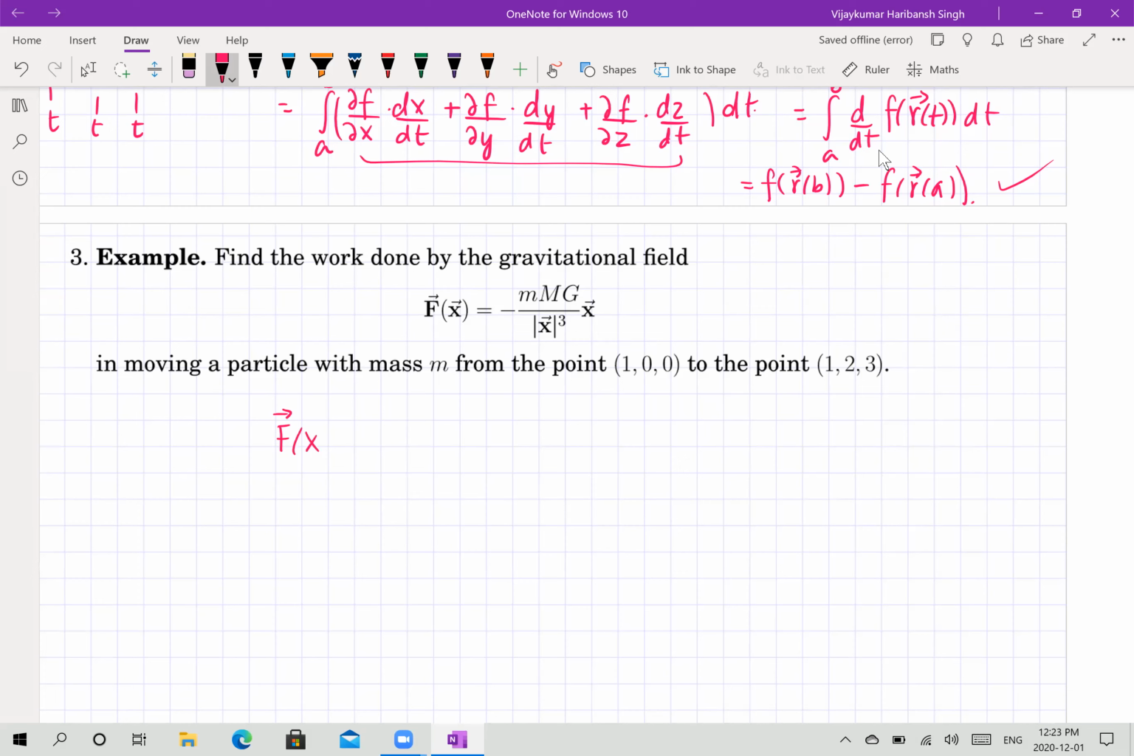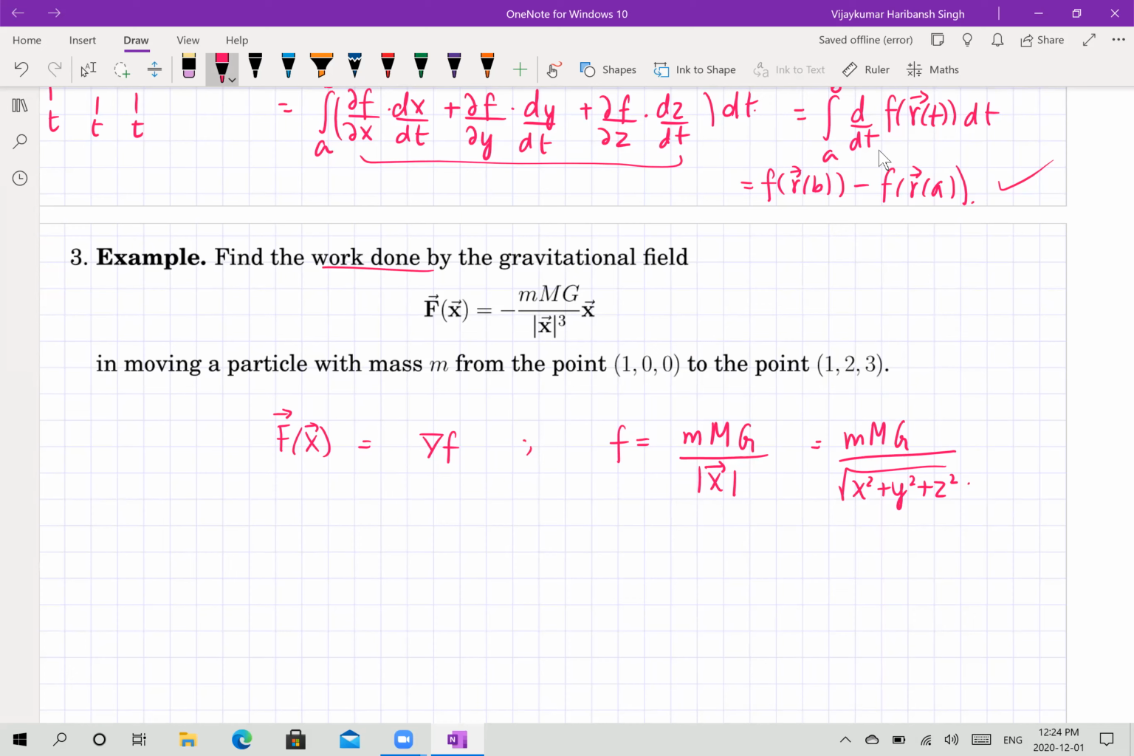So our F was the same as grad of f, where f was given by mg upon the length of vector x, which can be written as mg upon the square root of x squared plus y squared plus z squared. So in that case, what is the work done? We are looking for the work done by the gravitational field.